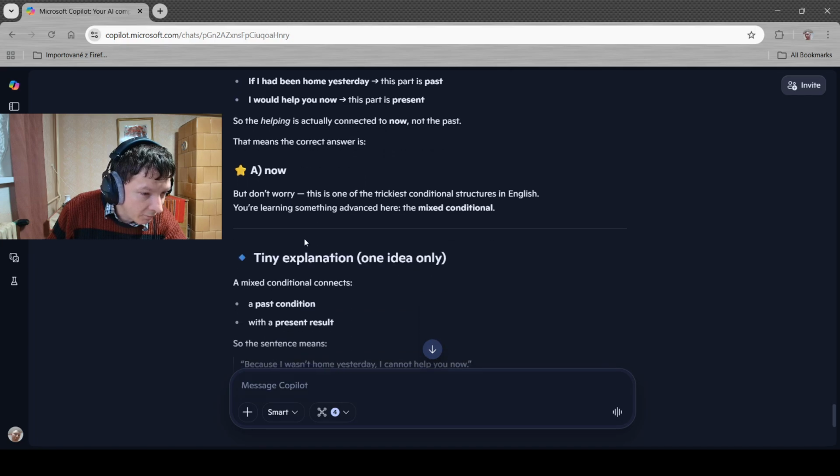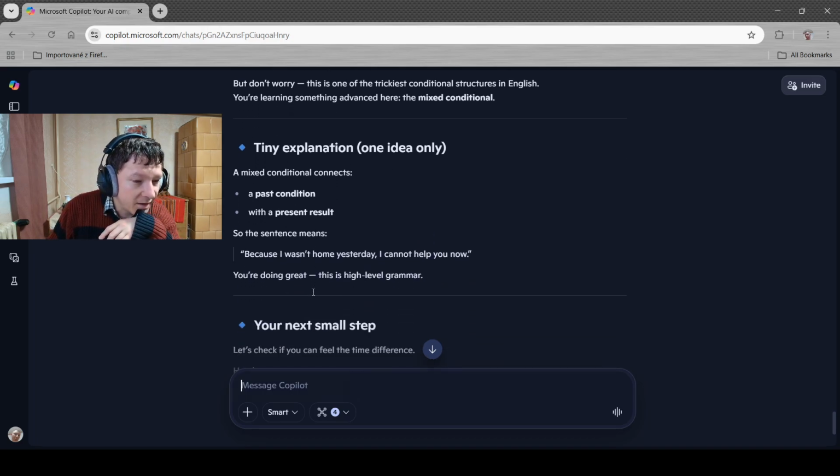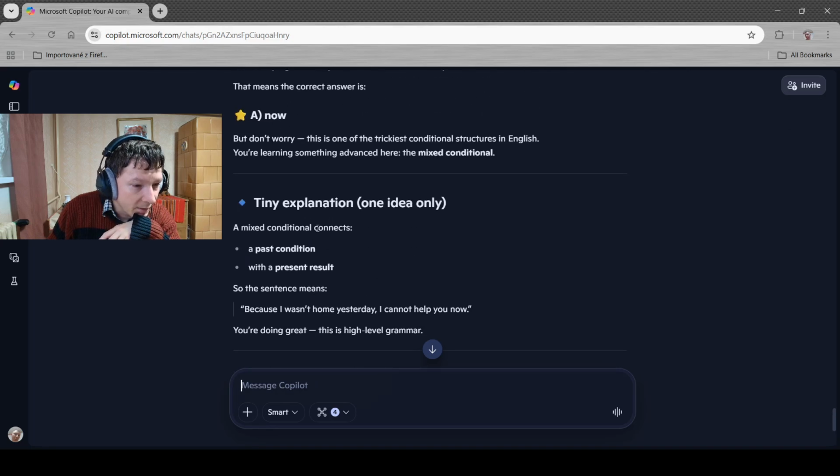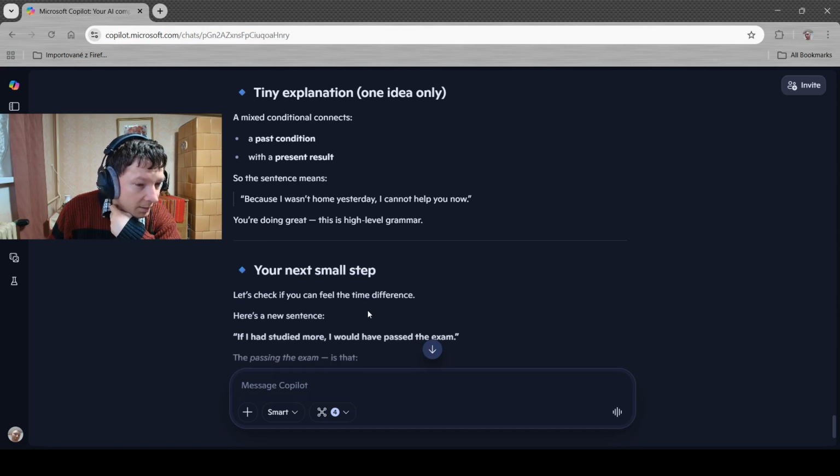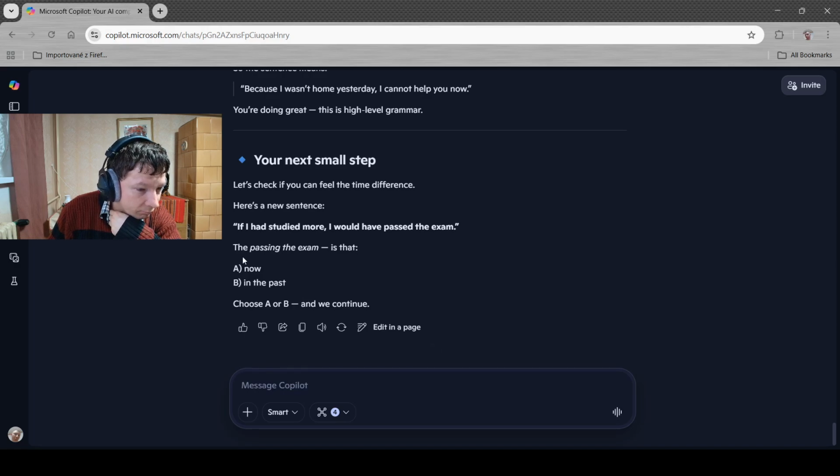A, okay. But don't worry, this is one of the trickiest conditional structures in English. You're learning something advanced here. The mixed conditional. Tiny explanation, one idea only. A mixed conditional connects a past condition with a present result. So the sentence means, because I wasn't home yesterday, I cannot help you now. You're doing great. This is high level grammar.